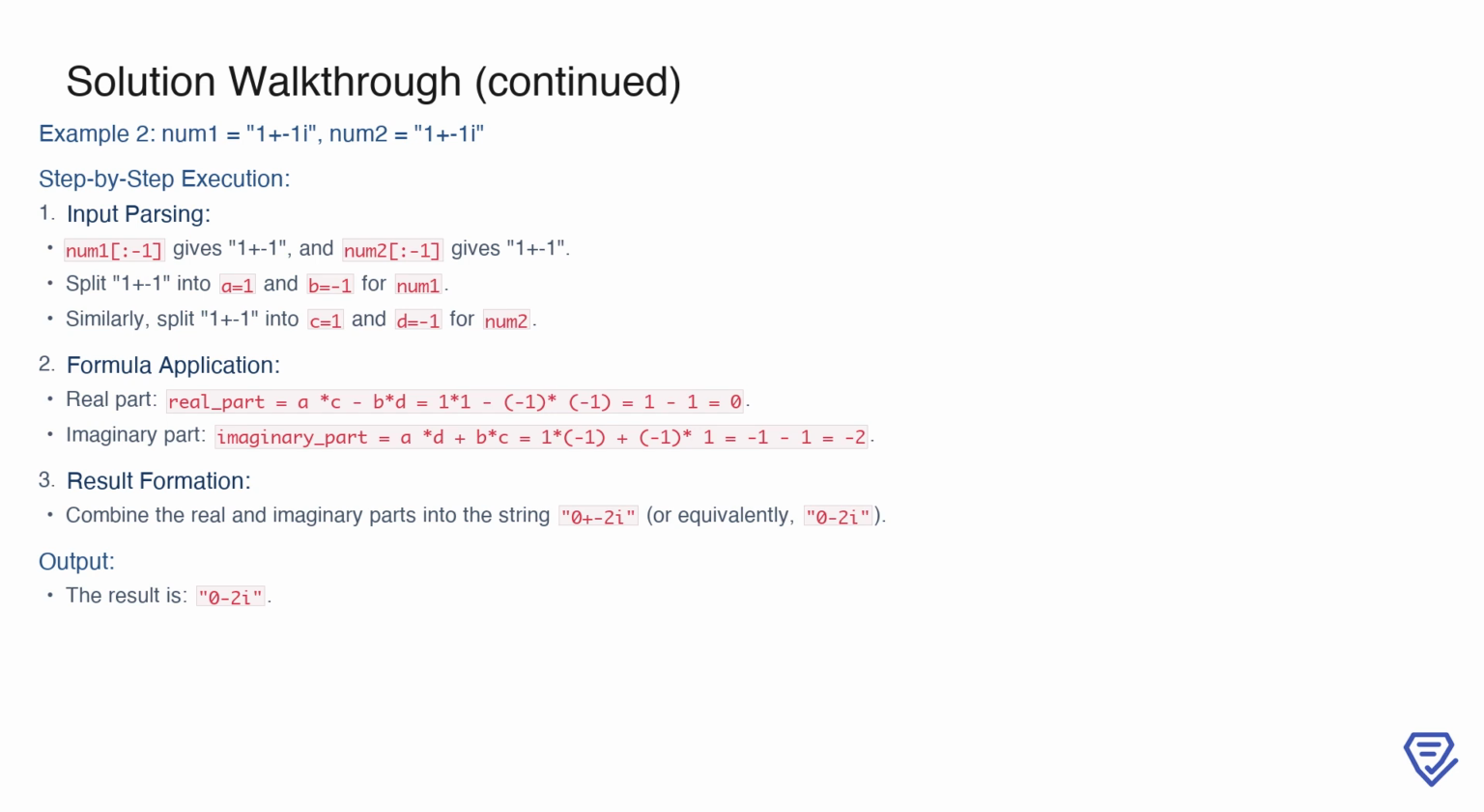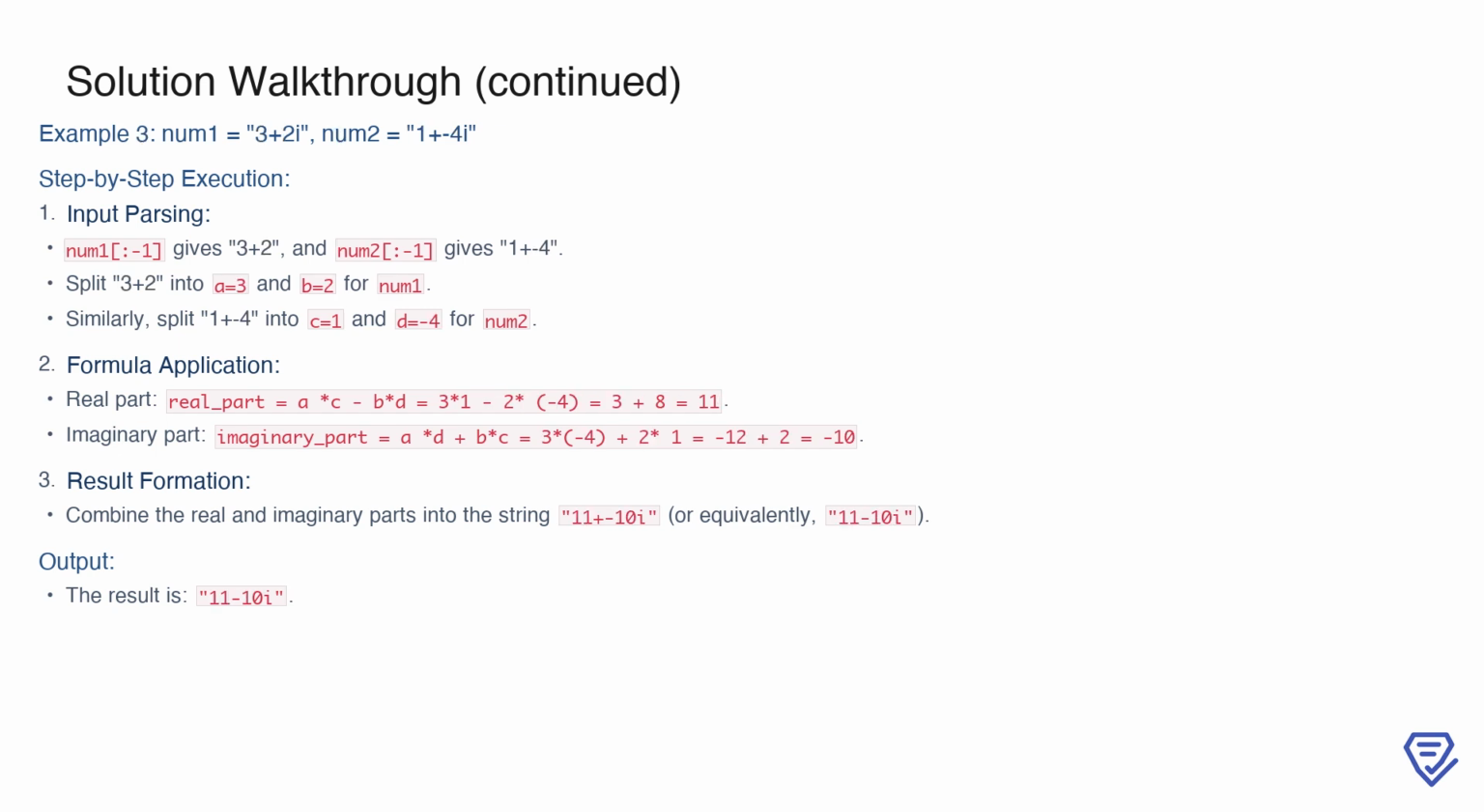For the imaginary part, we compute 1 times -1 plus -1 times 1. This results in -1 minus 1, giving us -2. Combining these, we form the result as 0 plus -2i, which can also be written as 0-2i. This is the output for the second example.